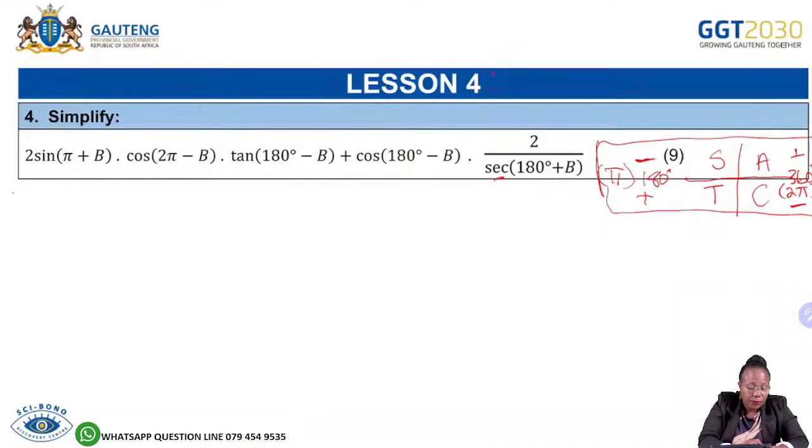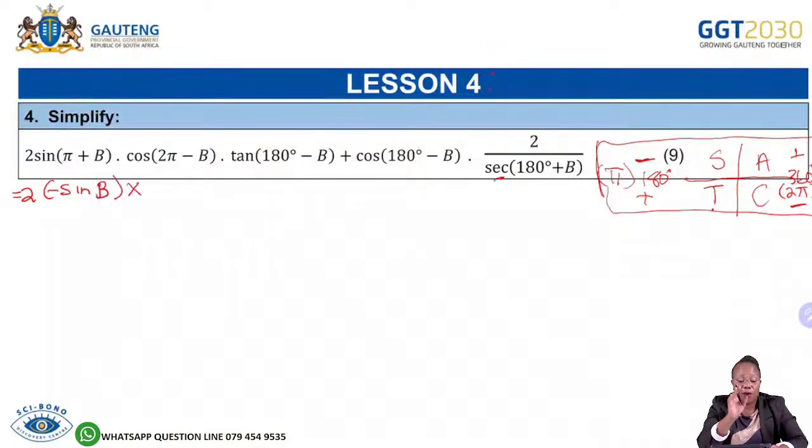Right. So we have 2 here, and then now this is 2, and then the sine of π radian plus B, π radian plus, that is quadrant 3. Is sine positive there? No, sine is negative. Then it will be minus sine B there.